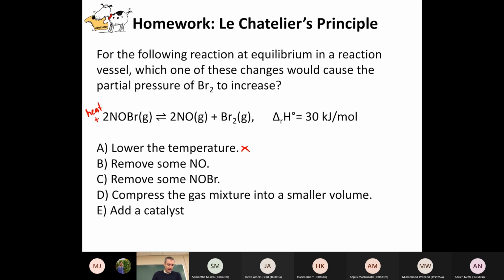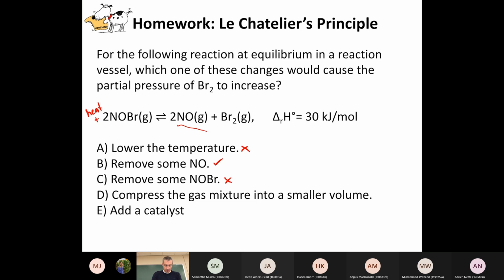B, removing some NO. So NO is a product. If we remove the product, that'll cause the equilibrium to shift right. So that will increase Br2. So that will do what we want it to do. C, remove some NOBr. That'll remove reactant. That'll cause it to shift to the left. That will reduce the amount of Br2.